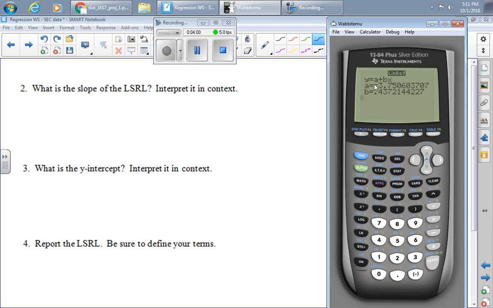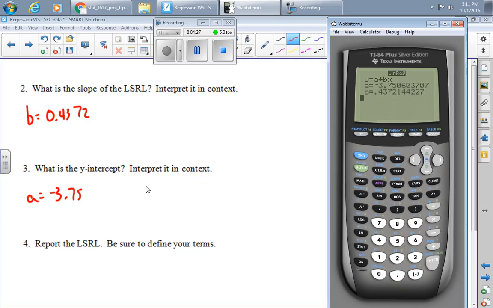Now as it turns out, it didn't show me r and r squared. I'm going to go ahead and do that in just a minute. Yours may already show it to you, but I don't need that to answer questions 2, 3, and 4. So the slope here is the number in front of the x, that's the b. And the y-intercept is the a. And then of course it says to interpret both of those in context.